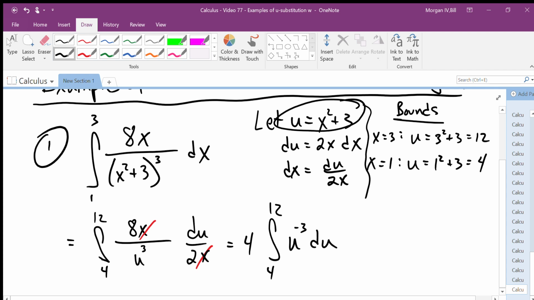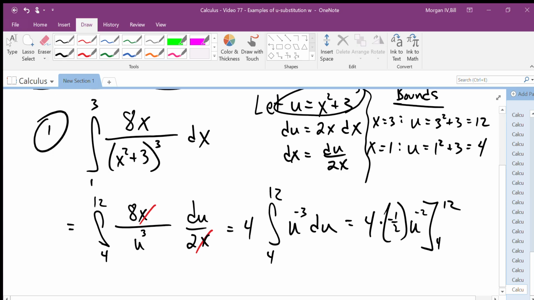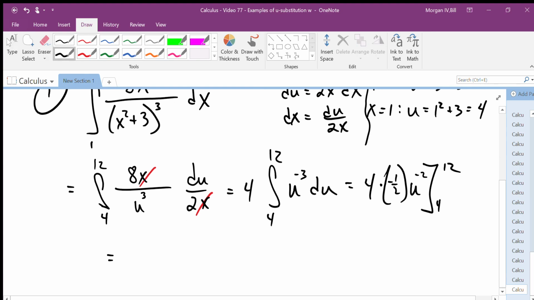Good. So now I have u bounds as I changed my bounds to u's, and I have a function in terms of u. So I'm going to integrate this. This is 4 times u to the negative 3. We're going to add 1 to that exponent. That becomes u to the negative 2. Divide that now by my new exponent, negative 2. That's the same as multiplying by negative 1/2. And I will evaluate that from 4 to 12. So we get 4 times negative 1/2, that would be negative 2. U to the negative 2 would be 1 over u squared, evaluated from 4 to 12.